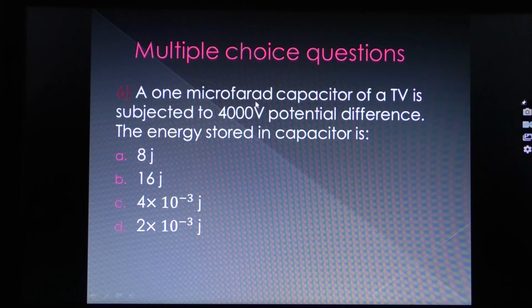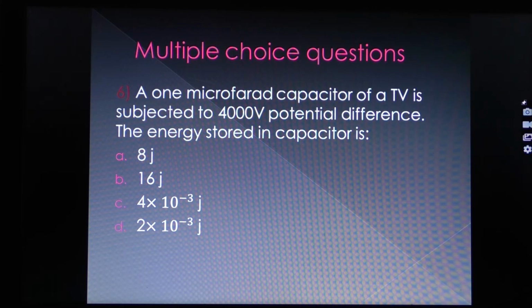A 1 microfarad. We all know farad is the unit of capacitance. So what would be C? C would be equal to 1 microfarad. Definitely you are going to convert it into farad. Micro means 10 raised to the power minus 6 farad. This would be C. And what is 4000 V? Yes, this is V. So is there any equation we use carrying C and V?